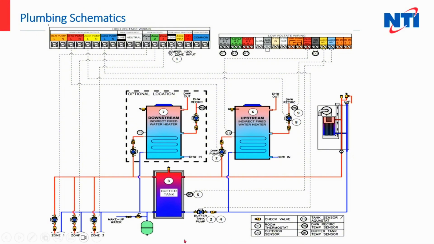If you're using the optional downstream tank, there really is no change in the wiring. This pump will still wire back to the DHW connection, and in this instance your 3 zone circulators are going to wire back to zones 1, 2, and 3.